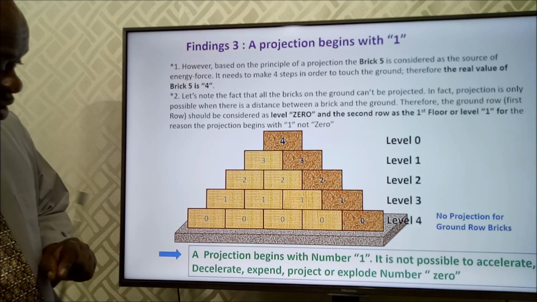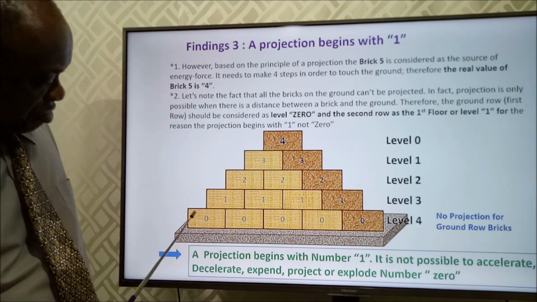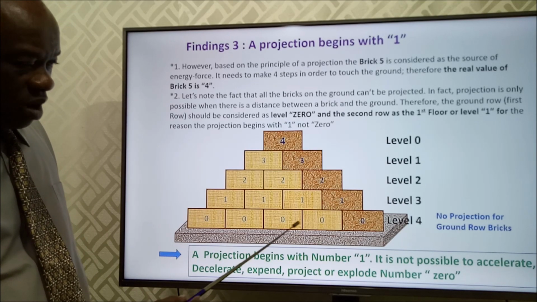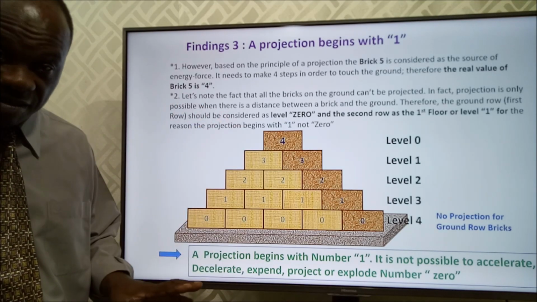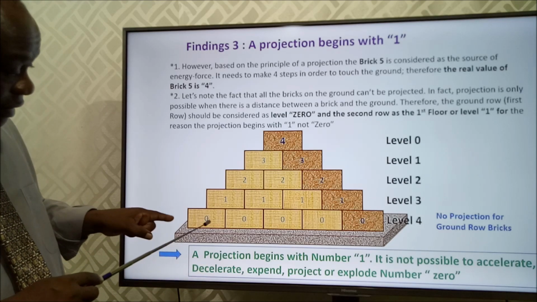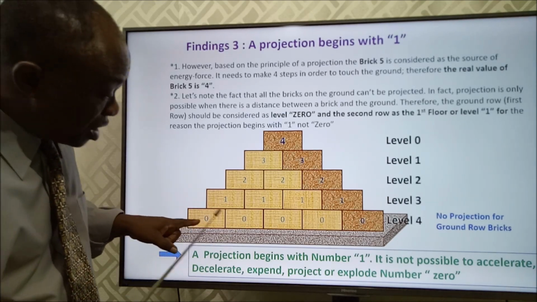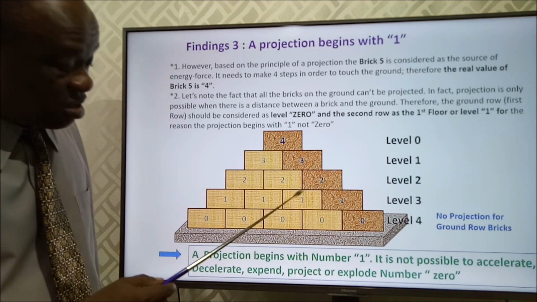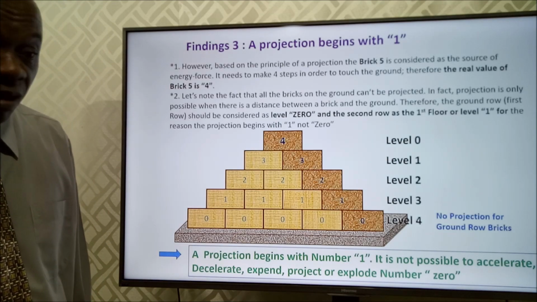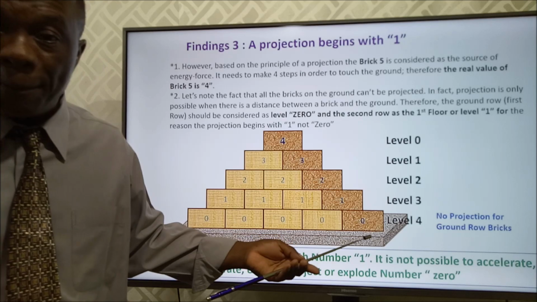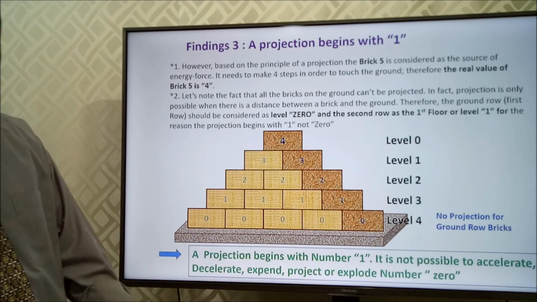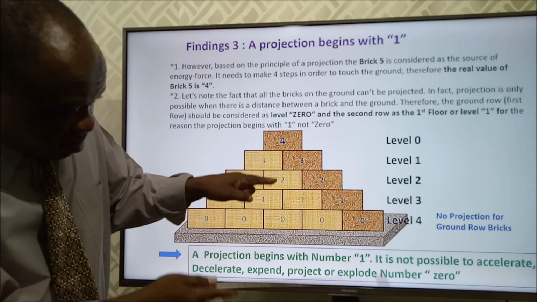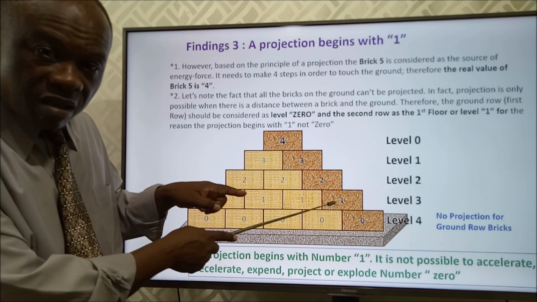What does it mean? If you have these bricks here on this level, before, the number that was written here was 1, 1, 1. Anyway, that was our start. But the true value of these bricks on the floor is just 0. Why? Because we can't project them. In order to have a projection, we need a space between the brick and the floor.